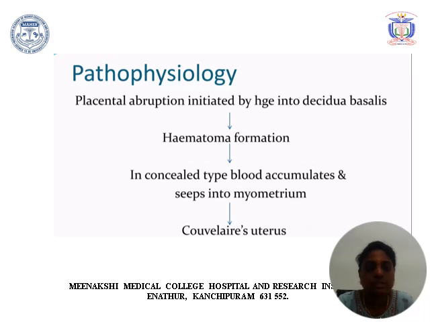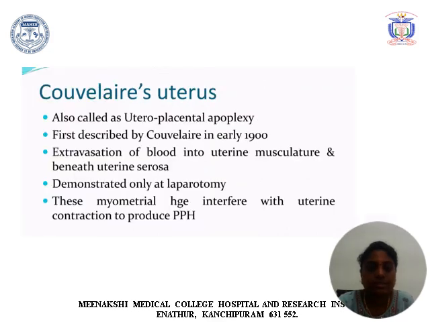Coming to pathophysiology, it is initiated by hemorrhage into the decidua basalis leading to hematoma formation. In concealed type, blood accumulates and seeps into the myometrium, thereby forming Couvelaire uterus. And what is Couvelaire uterus? It is also called uteroplacental apoplexy.